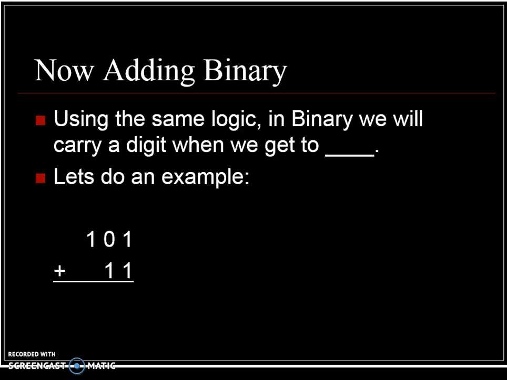So let's do an example. 101 plus 11. When we look at this, 1 plus 1 is 2. We can't write in a 2, so we write in a 0, move the 1 to the other side, and now we have 1 plus 0 plus 1, which gives us another 2. We write in a 0, carry the 1 again, and notice we've got another 2. So the answer to 101 plus 11 is in fact 1000.